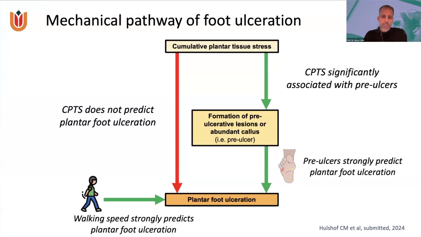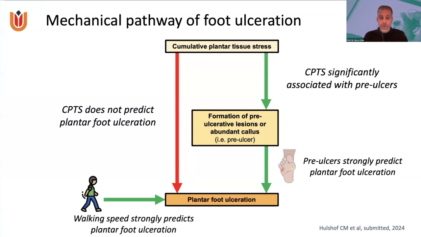We found in this observational prospective study that the cumulative plantar tissue stress was not directly related to the development of plantar foot ulcer, but it was indirectly, through the mechanism that I just explained with this pre-ulcer development. So callus and pre-ulcerative lesions like hemorrhage or a blister developing, with the cumulative plantar tissue stress being strongly associated with these pre-ulcers, and then the pre-ulcers being strong predictors in this one-year follow-up study for plantar foot ulceration. That confirms previous research that also shows that these pre-ulcerative lesions are a very strong predictor of foot ulceration.